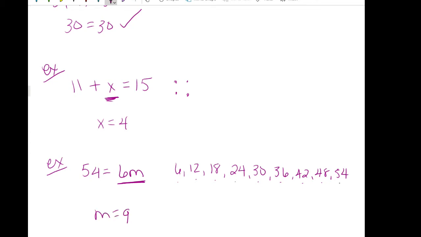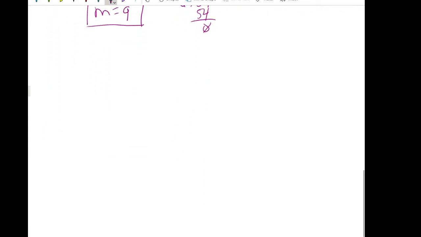Or you can recognize that the opposite of multiplication is division, and I could have divided 6 into 54, which would have given me 9. In either case, the solution here is m equals 9. There's one other concept in this section we need to talk about, and that's defining a variable from a statement, and then we're going to write and solve the equation.